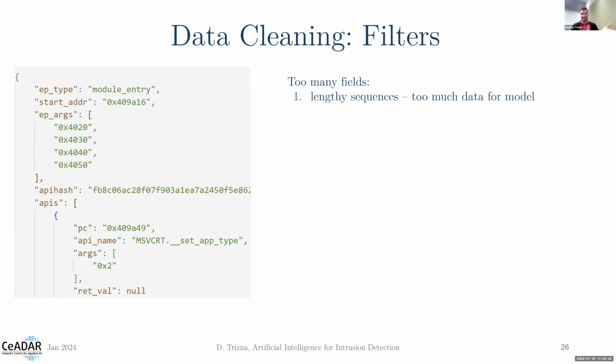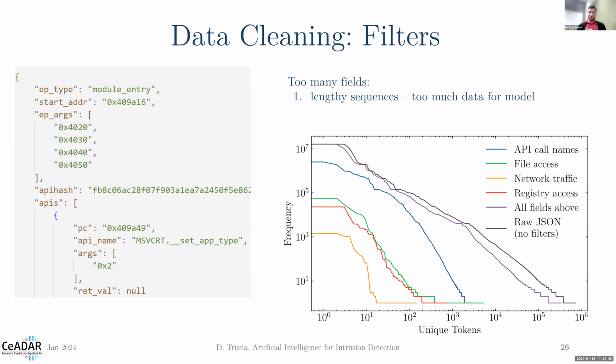Let's take a look, for example, at the dynamic report on the left. First of all, if you just get all the data, it's too much. The sequence length would be too much for an expensive model like a transformer to handle. For example, consider this graph, where the x-axis has the number of unique tokens within a dataset. If we don't filter anything out of the reports, we just take them as is and tokenize, there are almost 1 million unique tokens in my dataset. And it's a relatively small dataset.